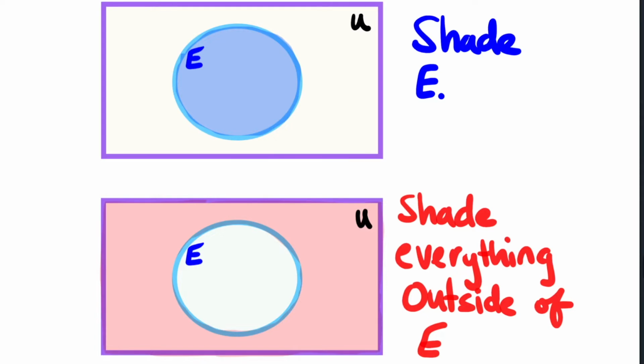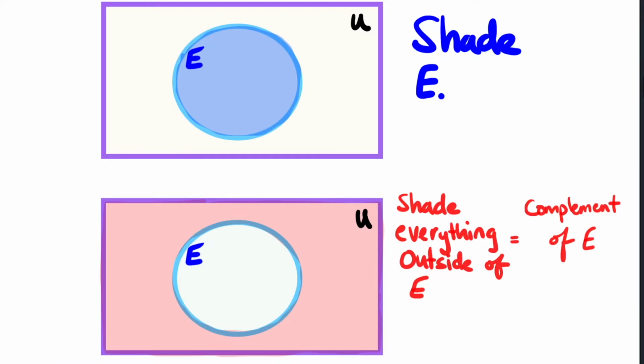Now in set theory, a certain branch of mathematics, we have a particular name for everything outside of a set. That's called the complement of the set. So everything outside of E is the complement of E, which we use a notation E, and then we've got a superscript C. So we would read this left to right as E complement. So what we've got shaded here in pink is our E complement.